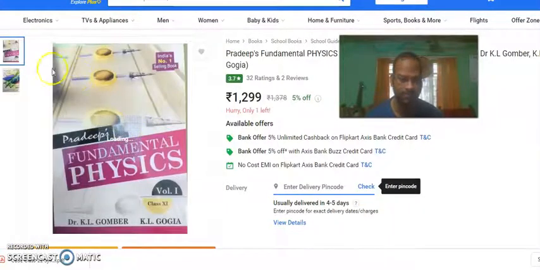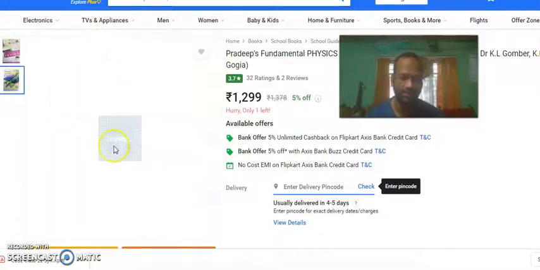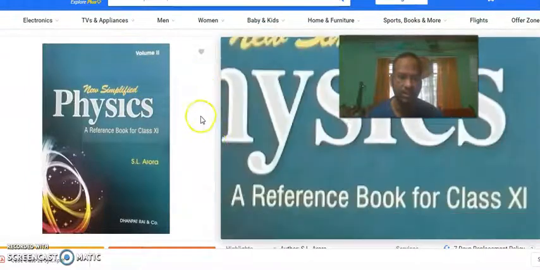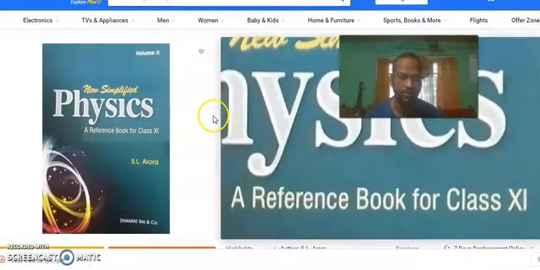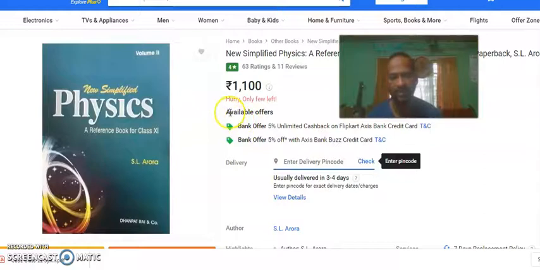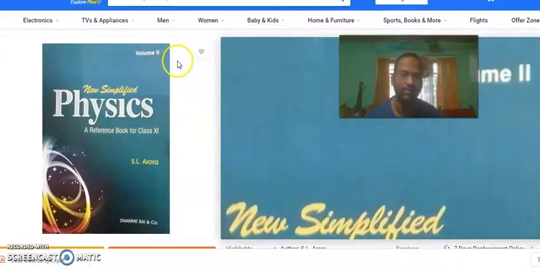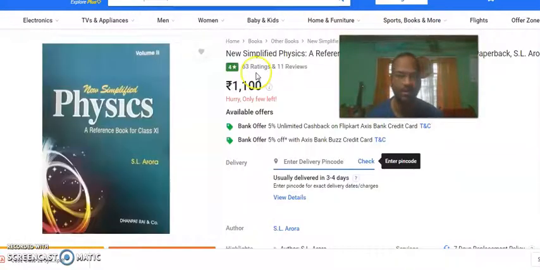This is the book called What ifs. You can buy it, though it is not necessary, but if you have the capacity, then you can buy these books, because they explain all the things very clearly and in a lucid manner. Very important book. Then finally, this book is also important, the SL Arora New Simplified Physics. You can buy any one of them. There are 2 parts for class 11, but the price is high, so you can try. This book is very important and very interesting.